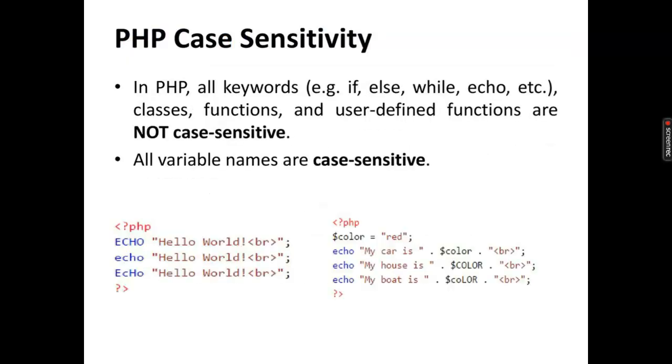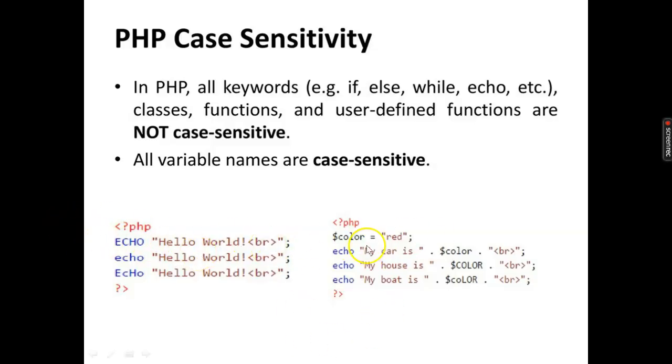PHP is case sensitive in some respects. In PHP, all keywords, such as if, else, while, echo, etc., classes, functions and user-defined functions are not case sensitive. All variable names are case sensitive. In other languages, variable names are usually case sensitive, but here we need to know the difference: variable names are case sensitive, but all the keywords are not.